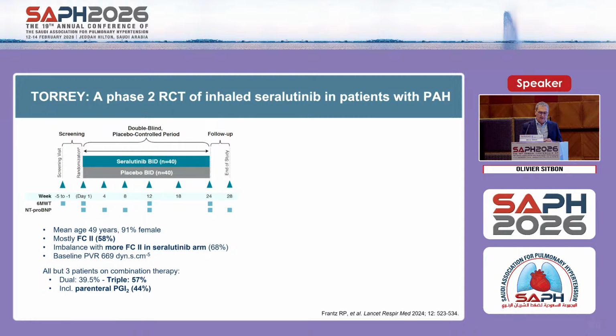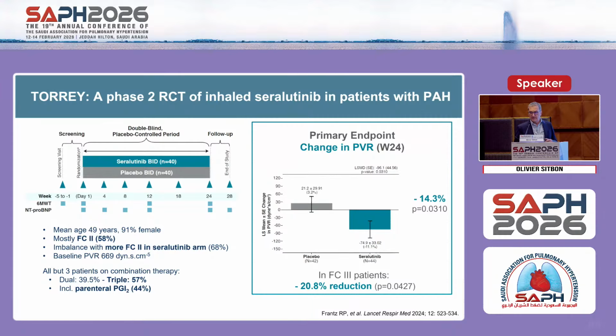Interestingly, there was an imbalance with more functional class 2 patients in the seralutinib arm, and those patients were heavily treated, including 57% of patients on triple combination and 44% on parenteral prostacyclin. The study was positive with a 40% decrease in pulmonary vascular resistance.